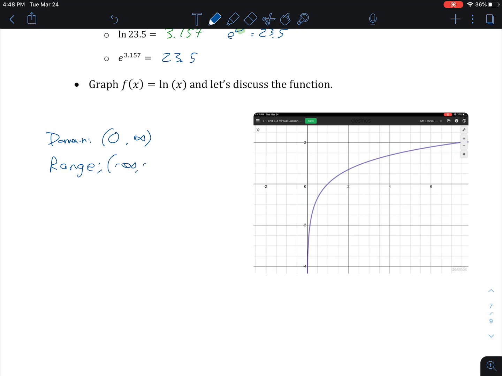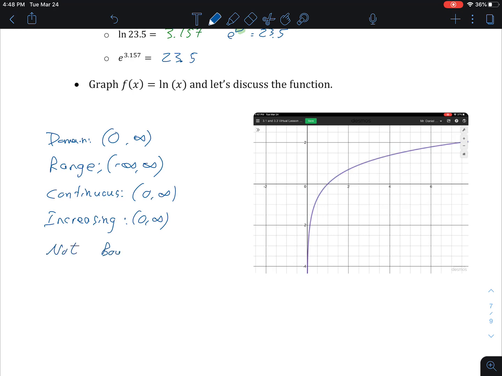My range is negative infinity to infinity. Sorry, I mixed those up. The range is from negative infinity to infinity because I'm starting down, going upwards, and gradually increasing. I'm just going to keep increasing forever. Is it continuous? It's continuous, but only from 0 to infinity because it doesn't ever go past 0. So it's continuous on the same area as its domain. Is it increasing? Yes, but only where its domain allows, so 0 to infinity.